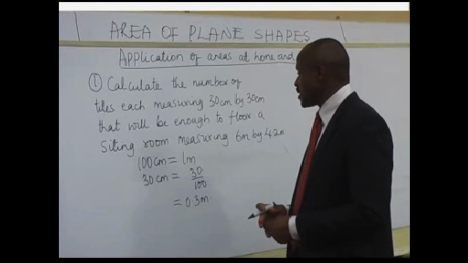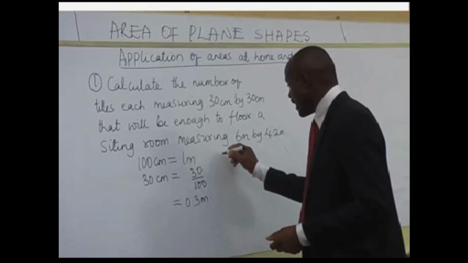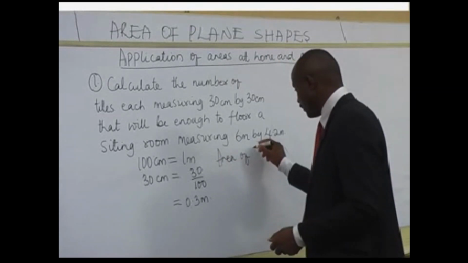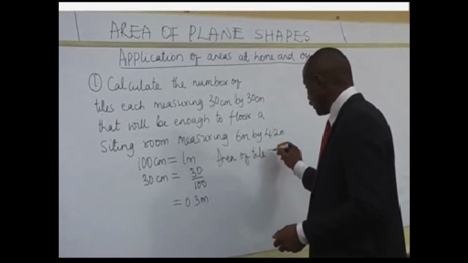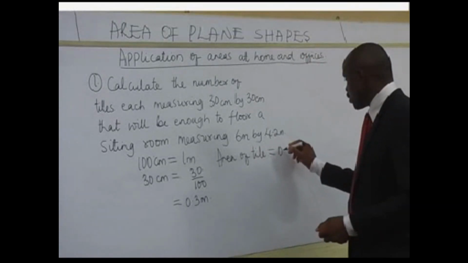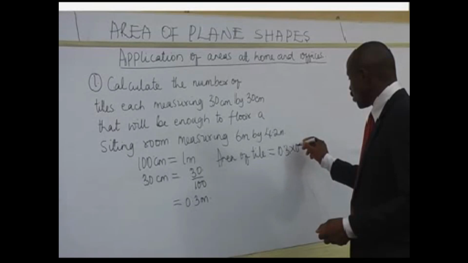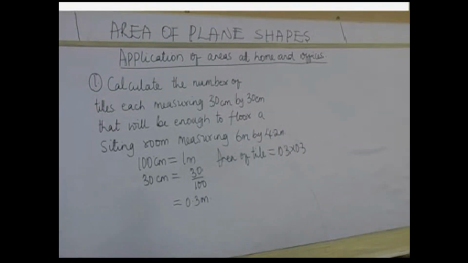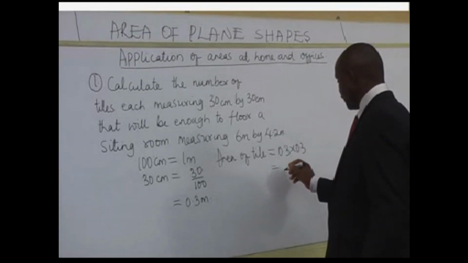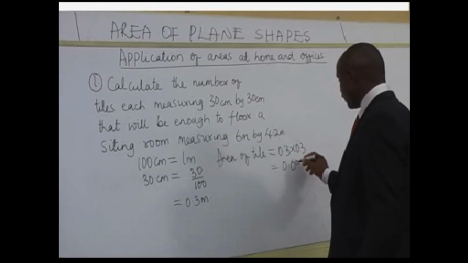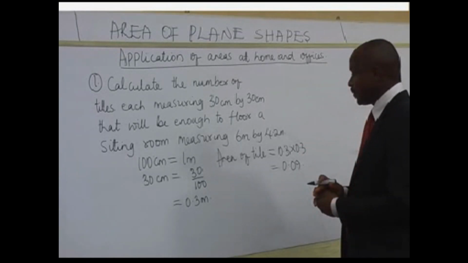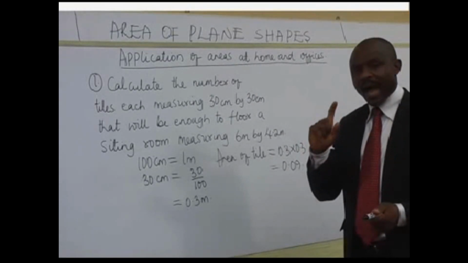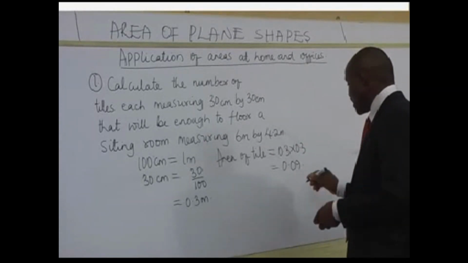So 30 centimeters is the same thing as 0.3 meters. That means the measurement of the tiles, or the area of one piece of tile, is now equal to 0.3 times 0.3, and it's going to give us 0.09. You can use a calculator and confirm it. That means one tile has an area of 0.09 meters squared.